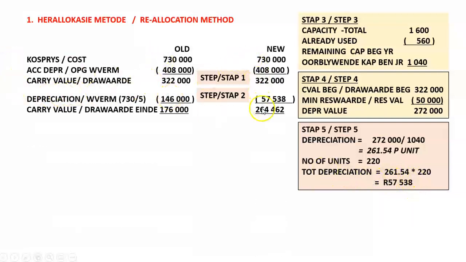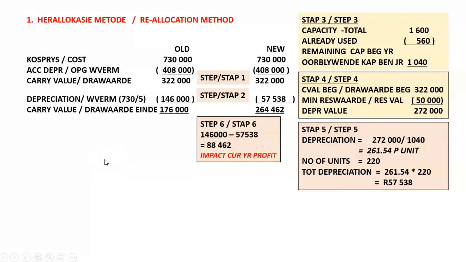Now we can determine our carry value as at the end of the year. Impact on current year's profits. How much depreciation is going to appear in our income statement? 57,538. What is our depreciation expense for the year? 57,538. What would it have been if we did carry on with the old way? 146,000. So what is the impact on our profits for the current year? We're going to write off less depreciation under the new way than what we would have under the old way. So therefore, it's going to be a positive impact, the difference between the two, on our current year's profits of 88,462.